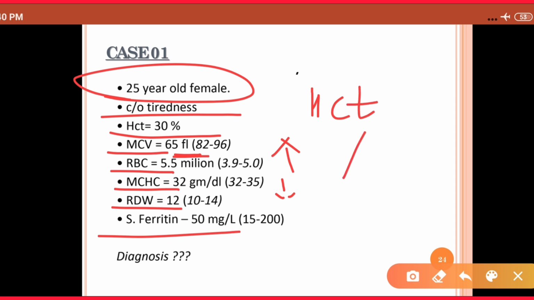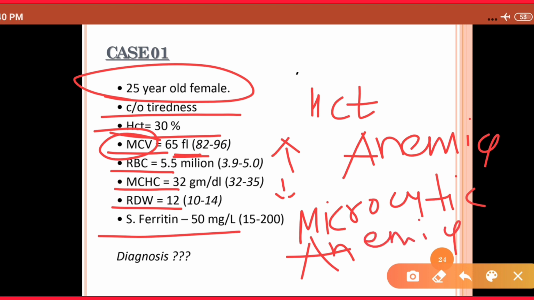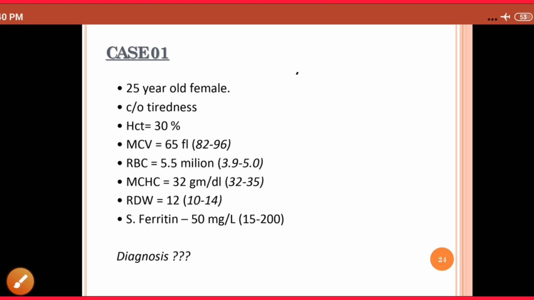So you have anemia, right? You have your low MCV level, so obviously you have microcytic anemia. So your diagnosis is microcytic anemia. But still we can proceed further. Your red blood cell count is increased. It is 5.5, right? The red blood cell count is increased in case of thalassemia minor.